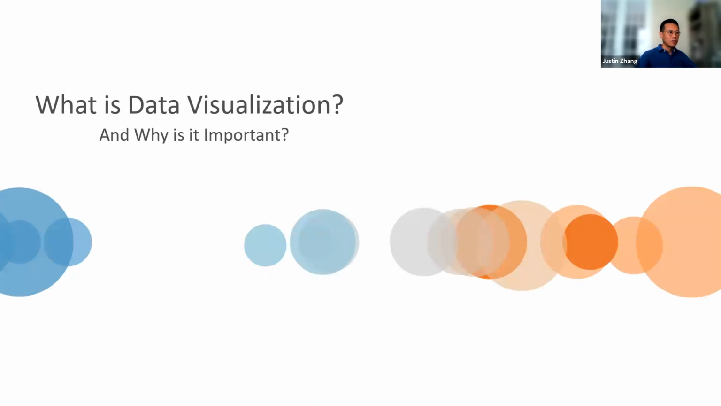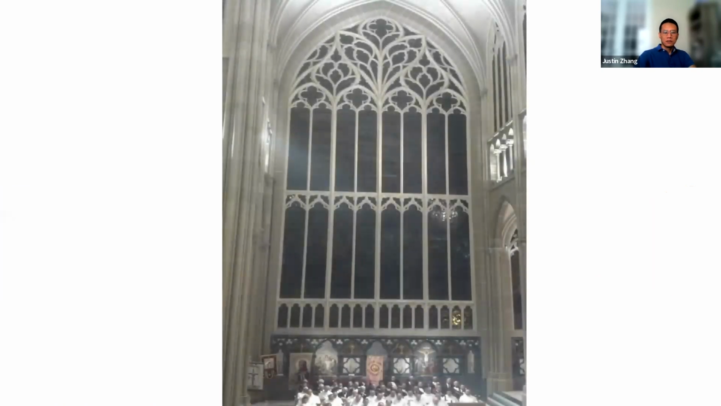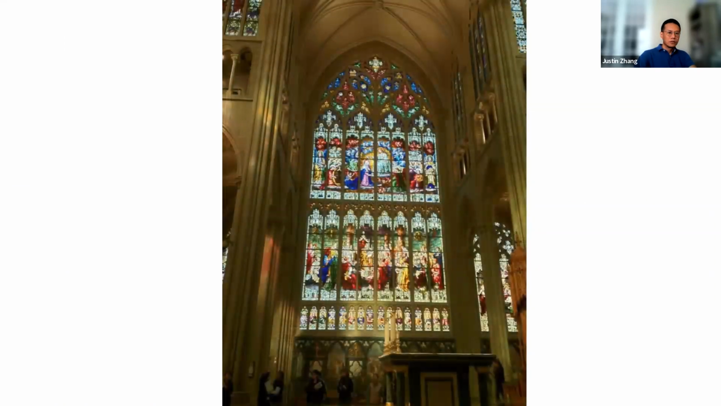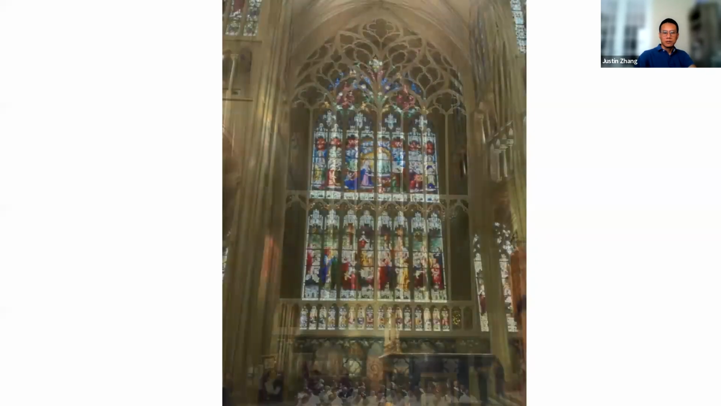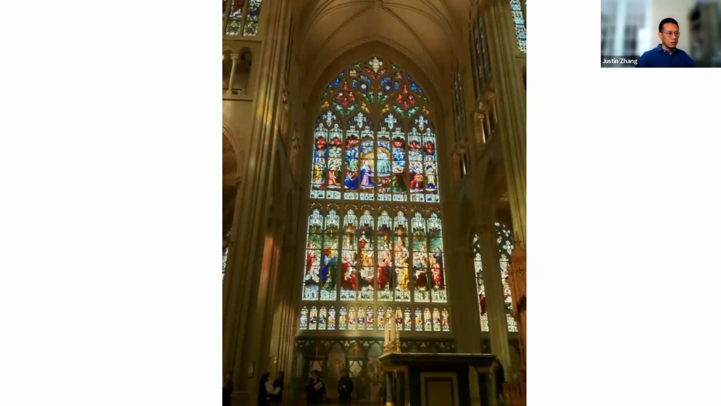So first, let's talk a little bit about what data visualization is and why it is important. Take a look at this slide. Do you know what this is? If you look at the comparison, we know it is a stained glass window. It's actually the largest stained glass in the Western Hemisphere, located in Covington, Kentucky, at the Cathedral Basilica.